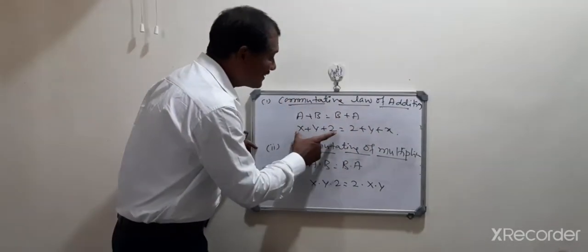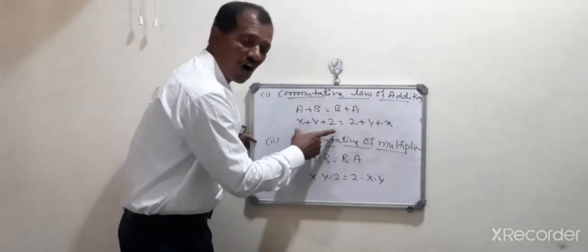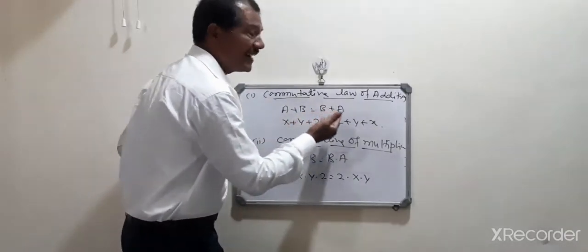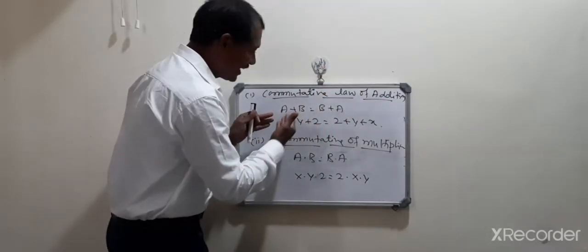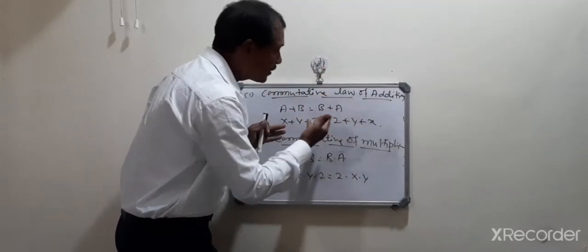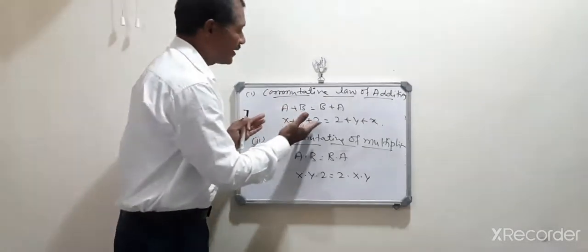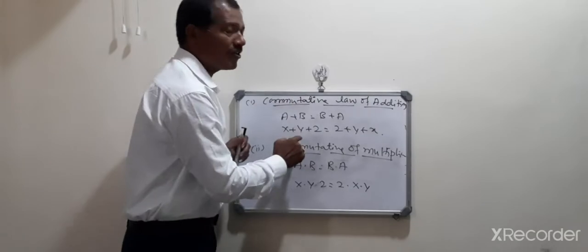So here the variables are ORed, and the order in which these variables are ORed doesn't make any difference. It will not make any difference. That is commutative law of addition.